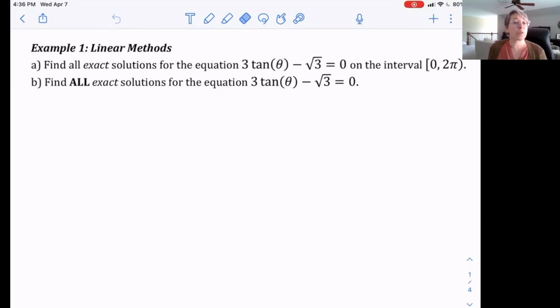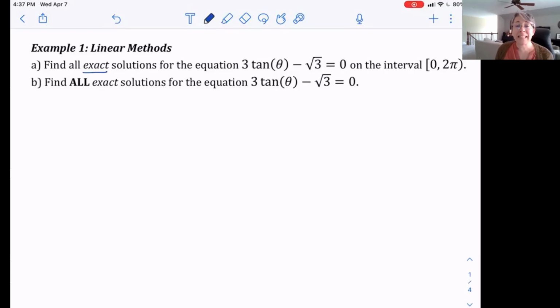Example 1 is an example of a linear equation. We have 3 tangent theta minus the square root of 3 equals 0, and we're looking for all exact solutions on the interval from 0 to 2 pi. Now, we always want to put our answers in exact form if we can. That means leaving it as a square root instead of having to round the number in our calculator. So if they're using the word exact, that definitely means we should be coming up with exact answers. If it just says find all solutions, some of them may be exact and other ones you have to use your calculator and find a decimal approximation.